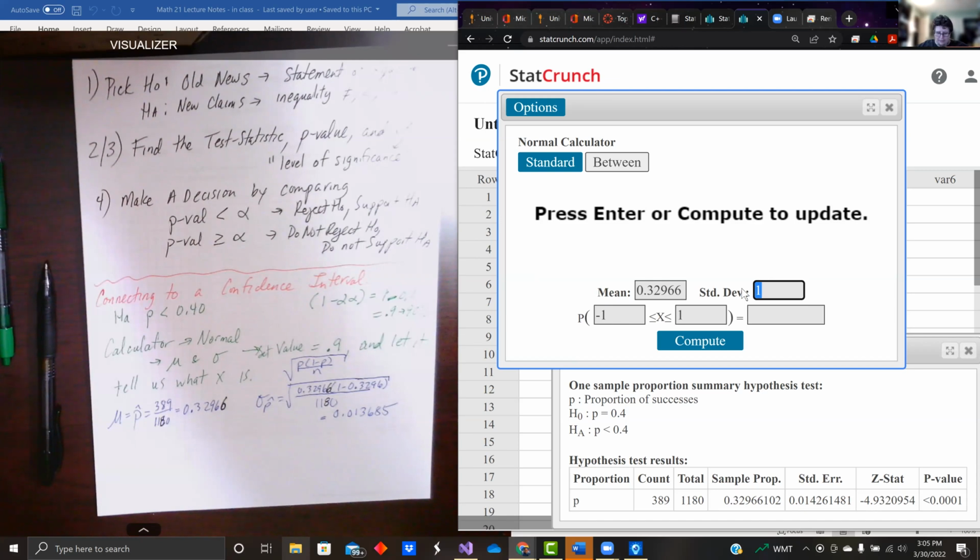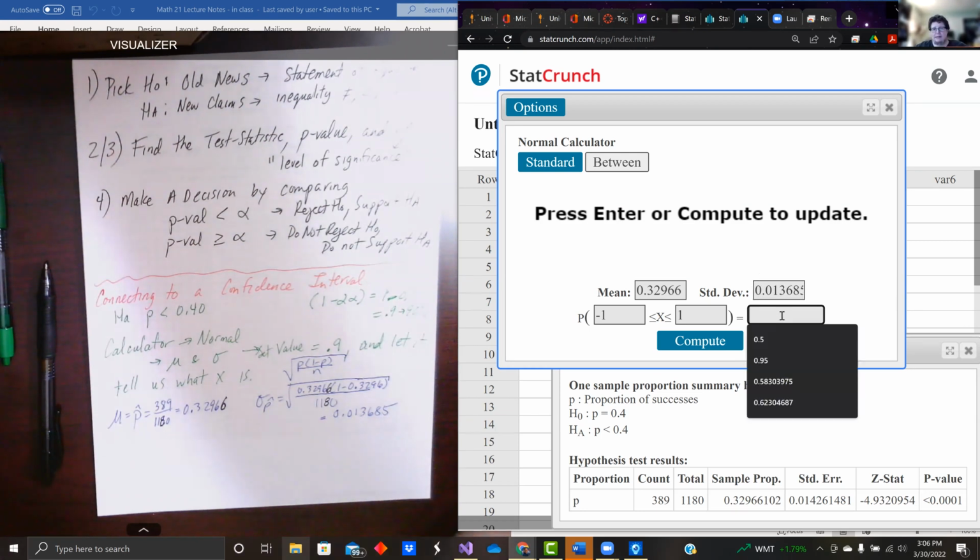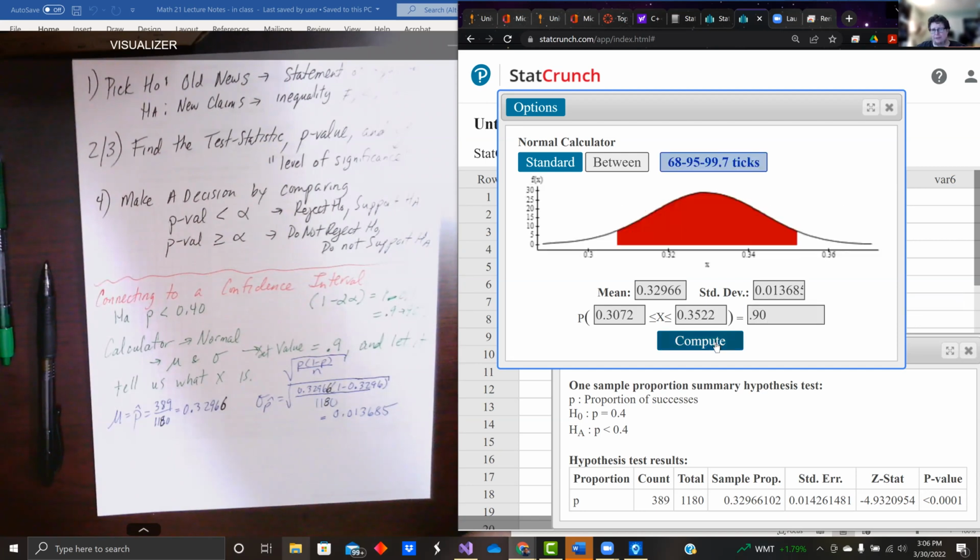And I multiply that by, then divided by 1180. Then I take the square root and I do get 0.013685. That is not what I wrote. 0.013685. This is where I want to put the 0.9. So I've got my mean, I've got my standard deviation in there. I click compute.